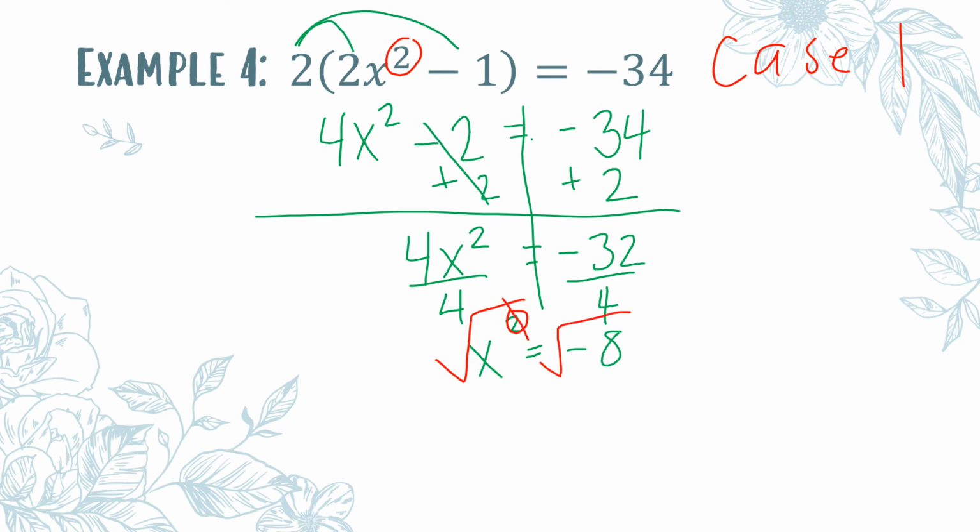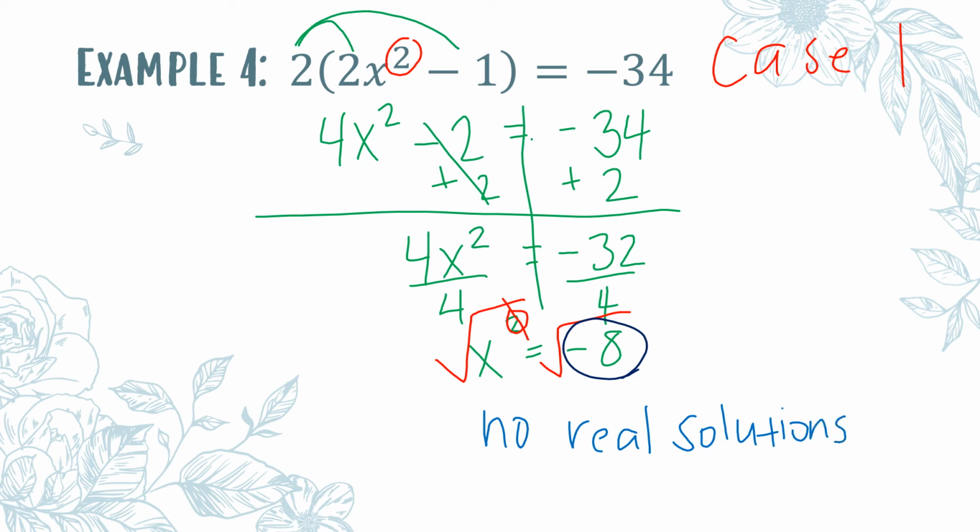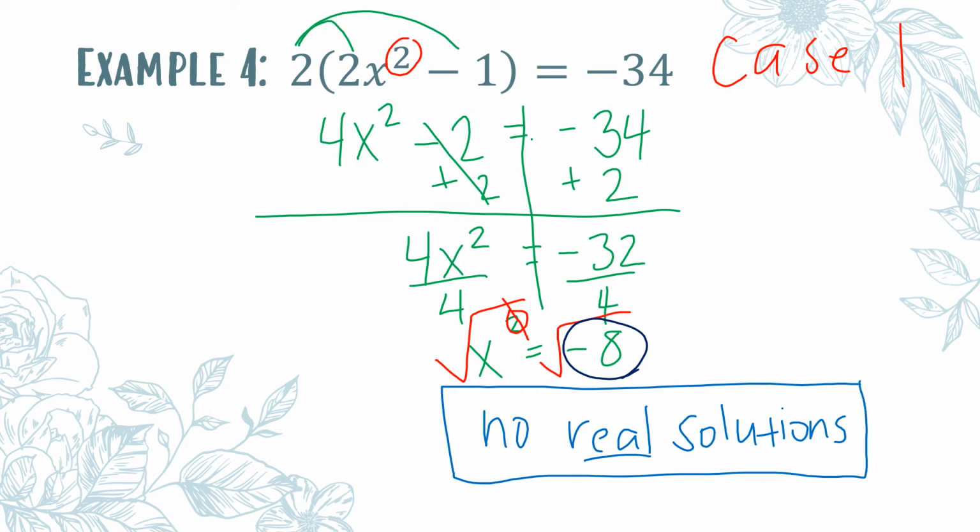Now, does anyone notice anything about this problem? We are trying to take the square root of a negative. That is not possible in Algebra 1. We don't have any real solutions. So this is actually going to be no real solutions. And it is very important that you are writing the word real in your answer because there are solutions, just not any real number values.